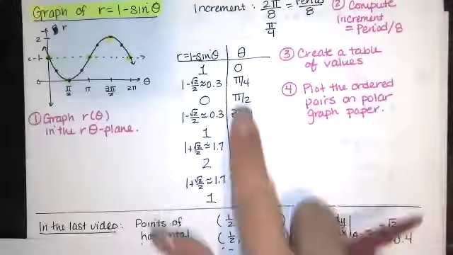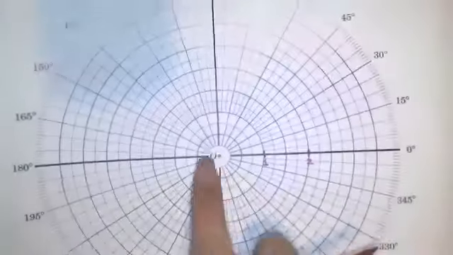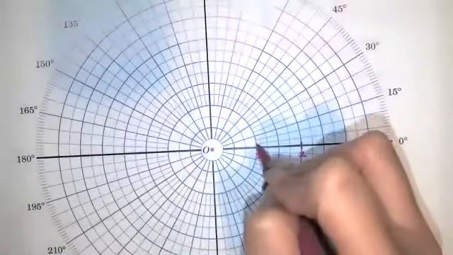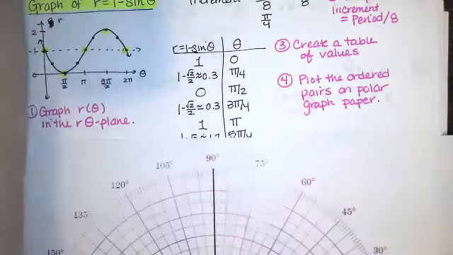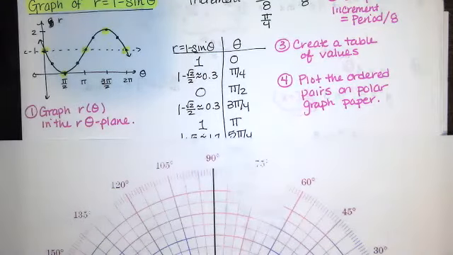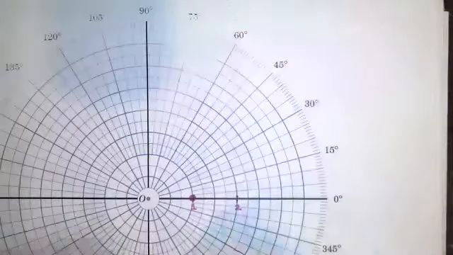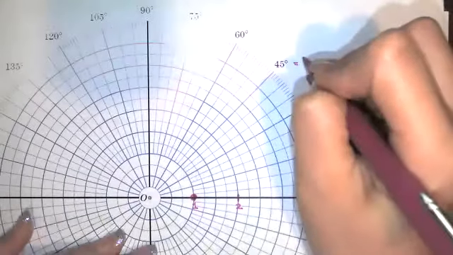Okay, so we go to the theta equals 0 line and go 1 unit out. That's a point on our graph. Then on the pi over 4 line, we should go about 0.3 units out. A pi over 4 is the same as 45 degrees.